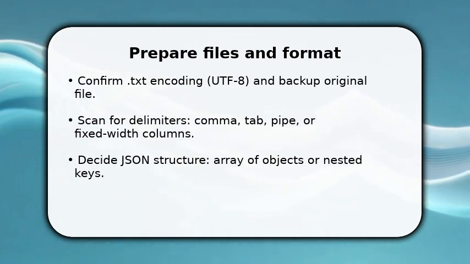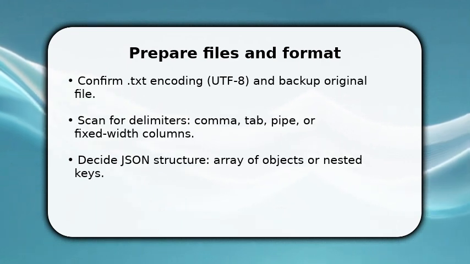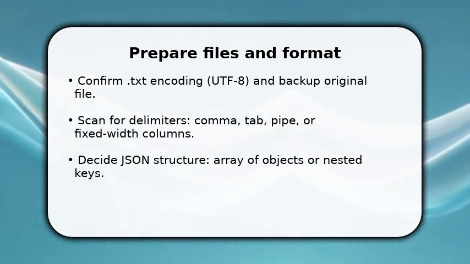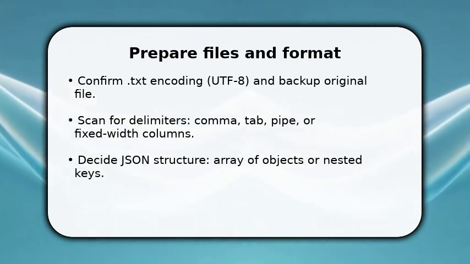Decide whether you want a flat array of objects or nested JSON with groups and keys. This choice affects field names and mapping. Once done, write a simple sample of 3-5 lines to test parsing before automating.